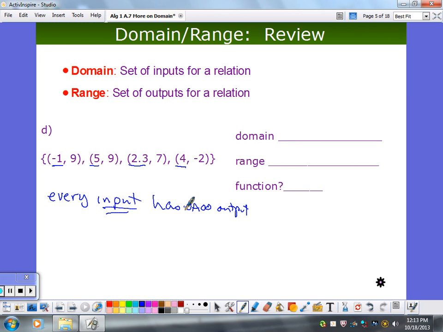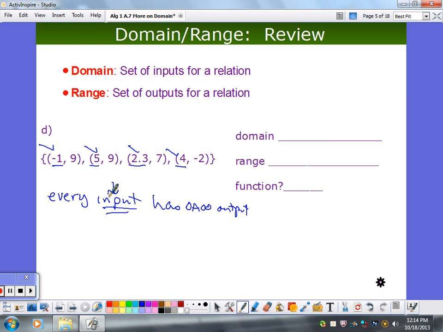So negative 1 maps to 9. Does negative 1 map to anything else? No. So that looks good. 5 maps to 9. Does it map to anything else? No. 2, 3 only, right? Does it matter? Do the outputs have to map to one input? Because that's what you're looking at. You're saying, well, 9 maps to negative 1. It doesn't say that. So you can have the same output applying to different inputs.